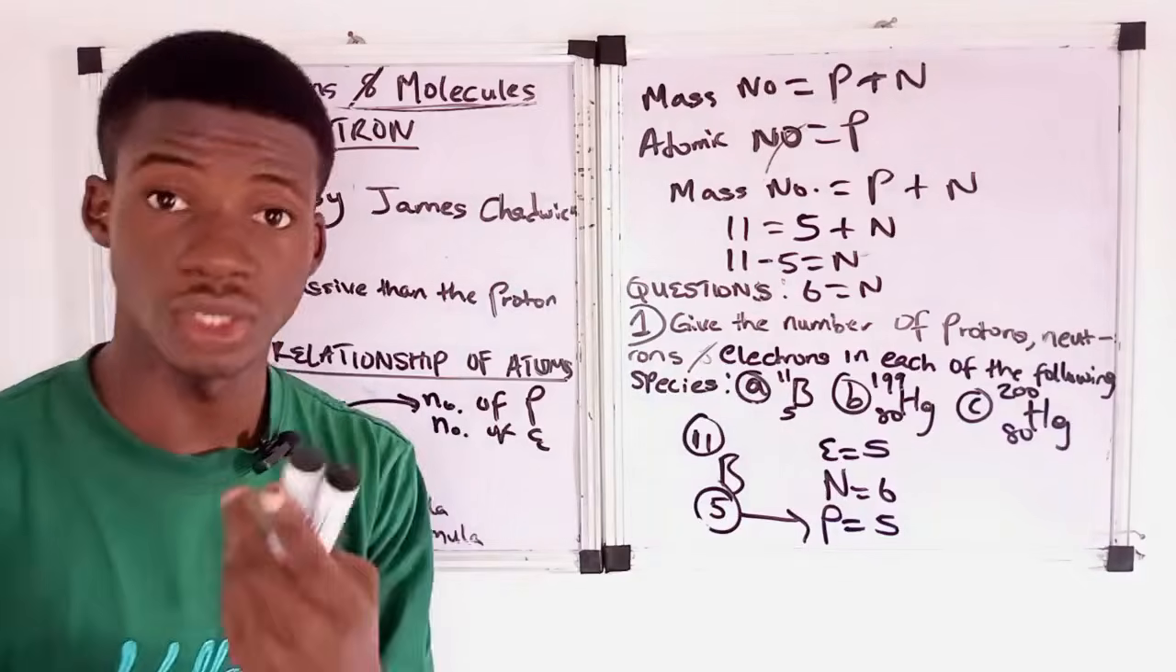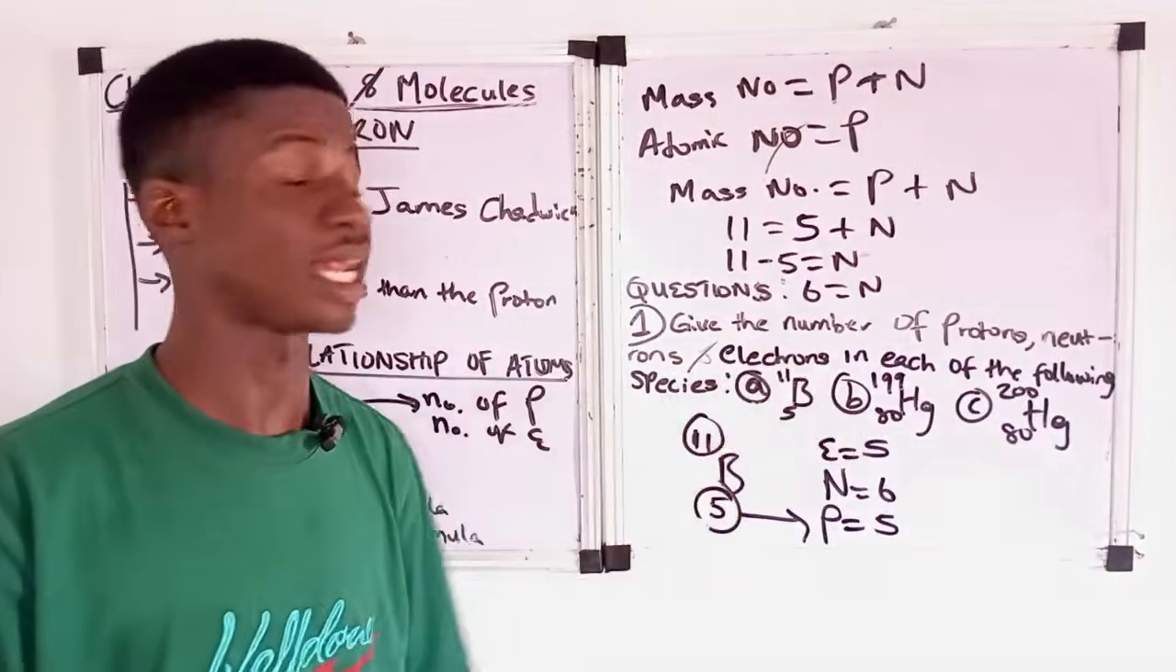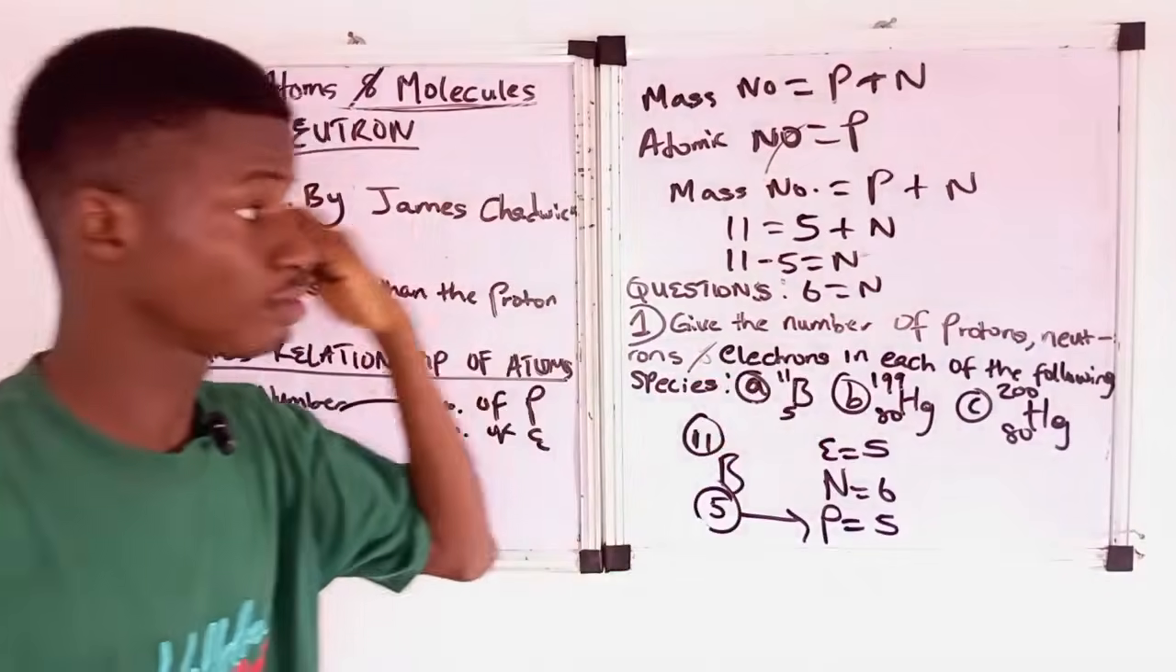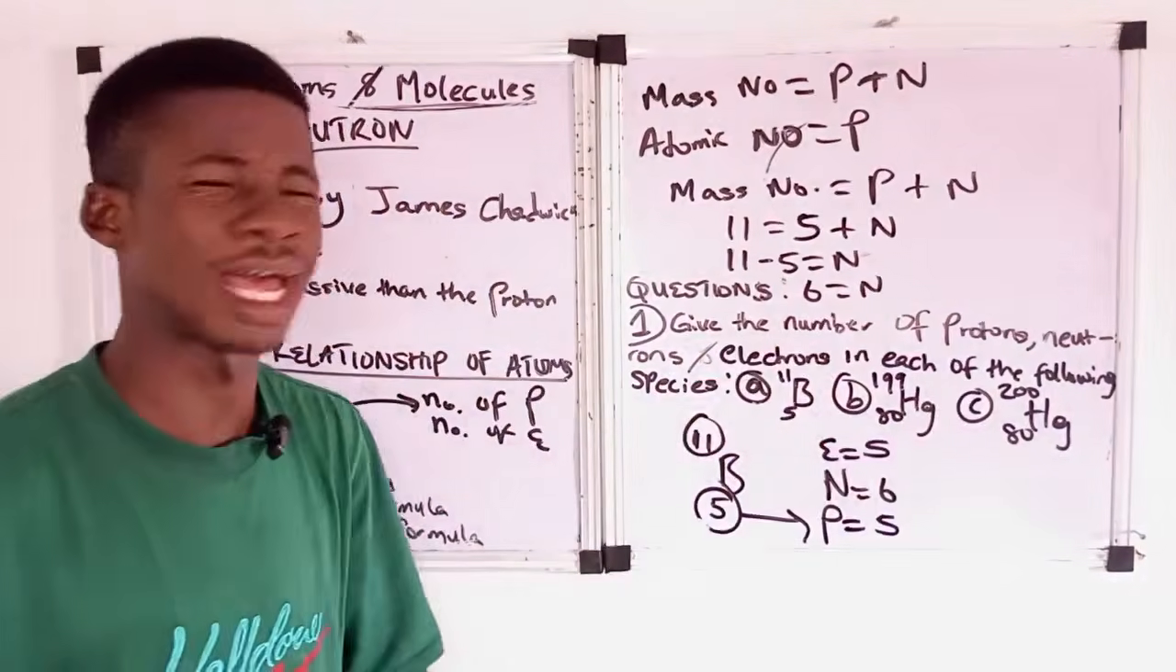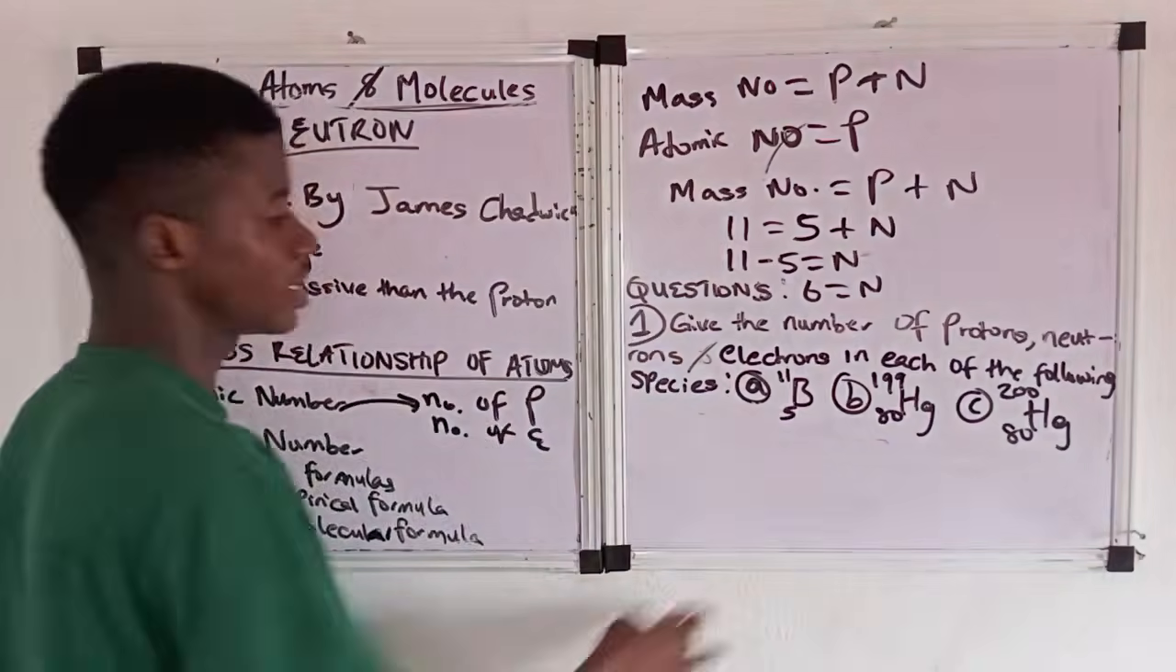If they ask you in your CHM101 exam, they usually ask questions like this: calculate the number of protons, neutrons, electrons, and so on. So it's just this method. Okay, it's very, very easy. Now let's do this next part. Okay, let me be fast.